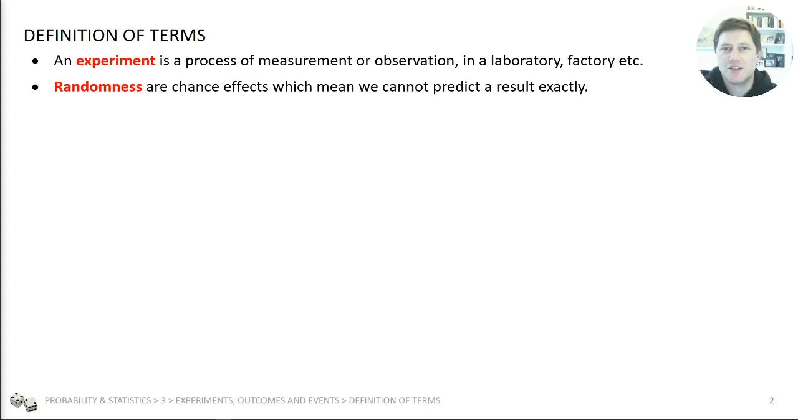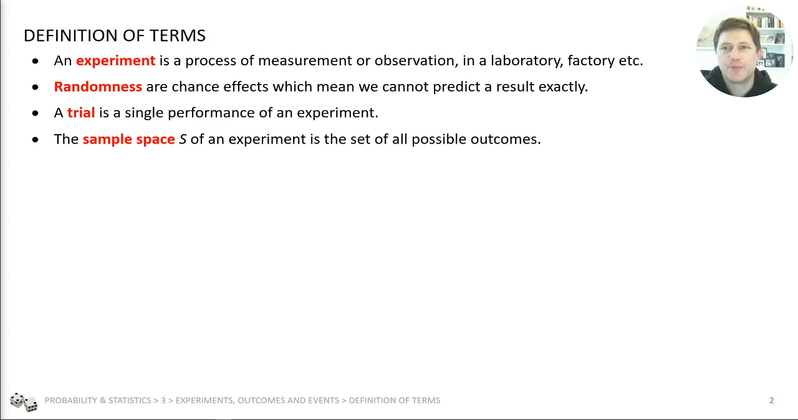Randomness is a key word, and that's where chance effects happen, which means we can't predict the results of something exactly. A trial is an instance of a single performance of an experiment. So the experiment defines what you do, and then each time you do it, you're doing a trial. And each trial will be a bit different because of random effects, which make each one a little different.